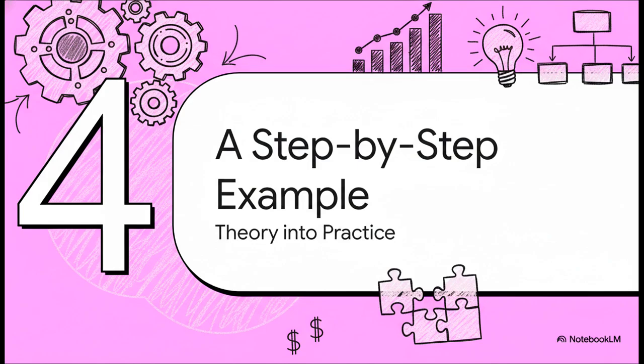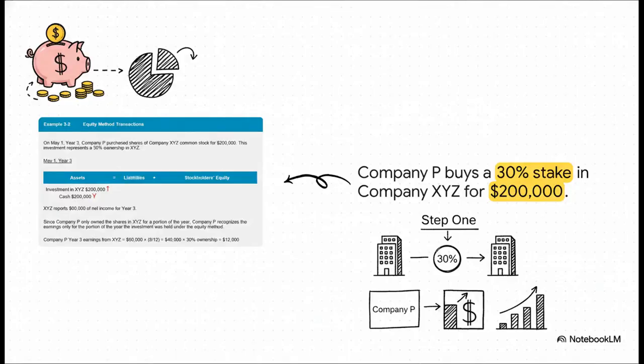Okay, that's a lot of theory. The best way to really get this is to see it in action. So let's walk through a quick example. So let's set the scene. You've got Company P, and on May 1st, they buy a 30% chunk of Company XYZ for 200 grand. Right there, that's step one. The investment is on the books at its cost, $200,000.